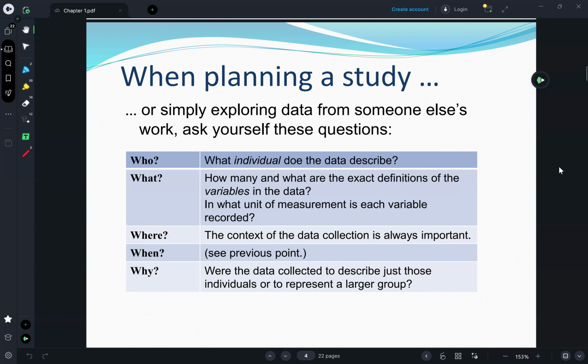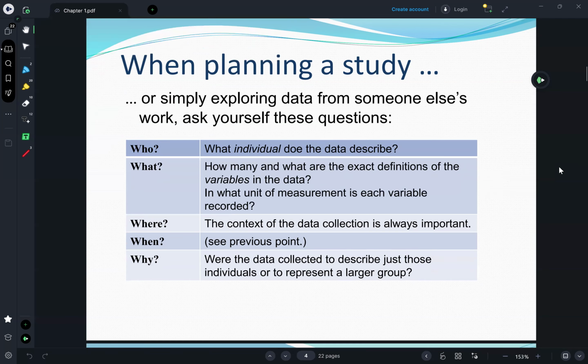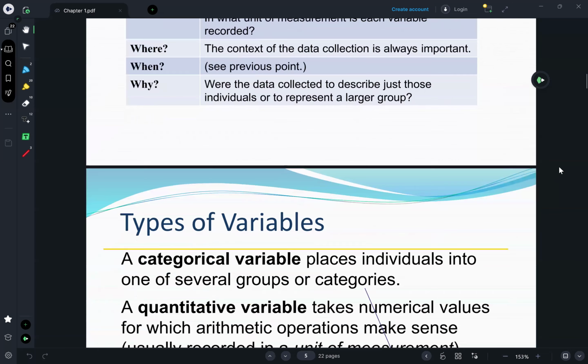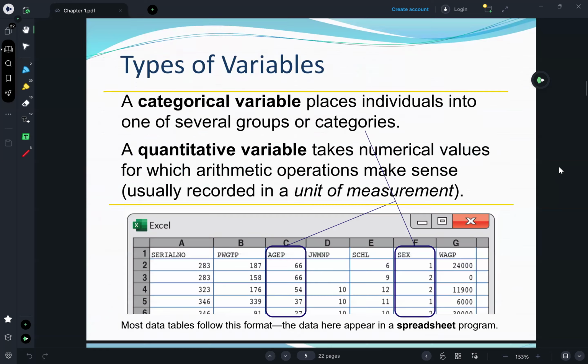When, same thing. When did it take place? Was it in 1950 or was it in 2025? And why? What was the purpose of the collection of the data? Right. So this is basically just planning out the study and getting organized. This is what we are mostly interested in, though.